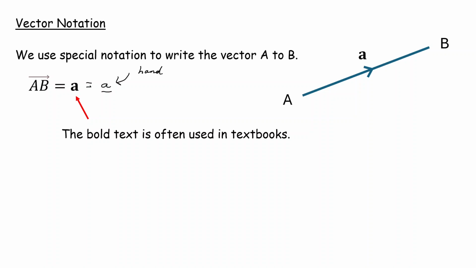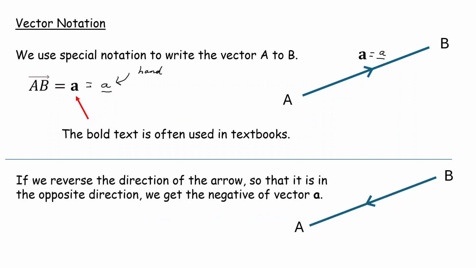So if you're going to write it by hand, you would use a line underneath the a because you can't write bold letters by hand. It's very tricky. So you could use capital AB with an arrow over the top. In textbooks, often they use bold letters, and if you're writing it by hand, you would write it with a line underneath your letter. So really, you could also write that being equal to a underlined. It's just different ways of writing the same thing. That's all it means. So I would definitely make a note of that because it might confuse people, but it shouldn't. It's just describing the vector in three different possible ways.